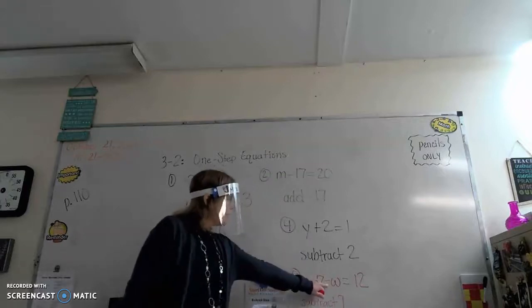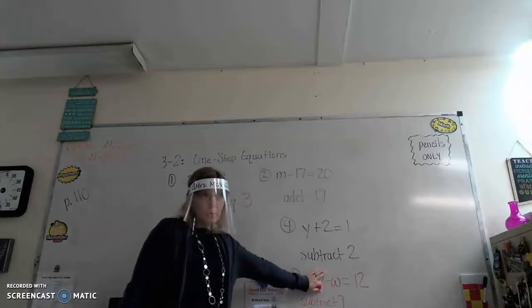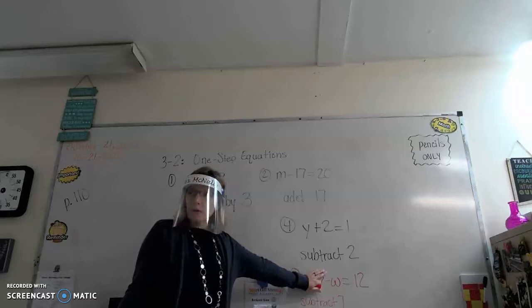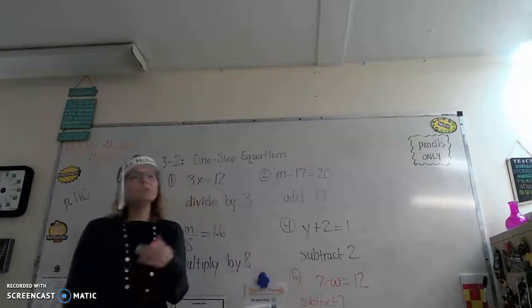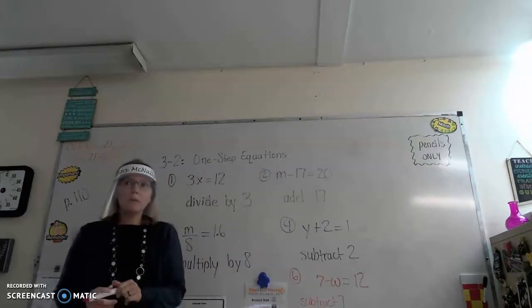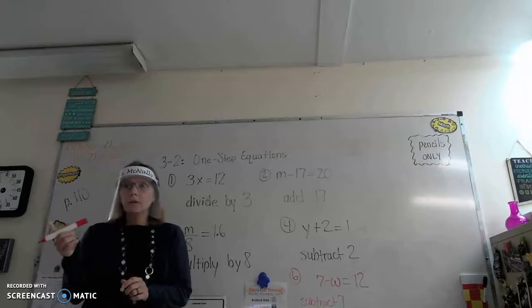But now we have a negative on our W, which we cannot end with a negative on a variable. So how do we get rid of that? Well, you turn it into a positive. How? You have to do something to make it turn positive. You gotta move the W to the other side.